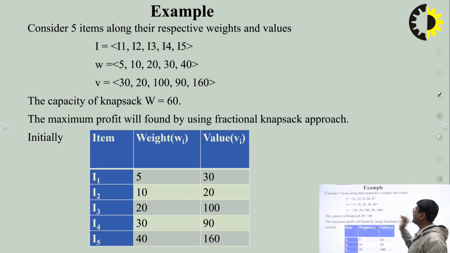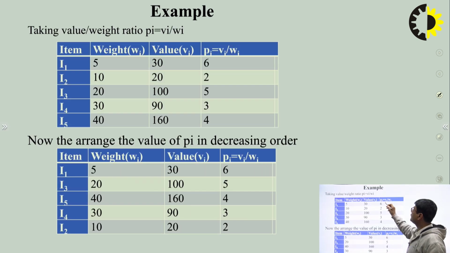Now, let us understand this problem with a numerical. Suppose 5 items: item with 30 weight and 30 value, 10 weight of item having 20 value, 20 weight of item 100. So firstly, these are the items and these are the values. What we have to do? We have to find out the per unit item profit and sort this. So after sorting, item 1 has the maximum benefit, item 3 after that, then item 5 is next, then item 4, then item 2.